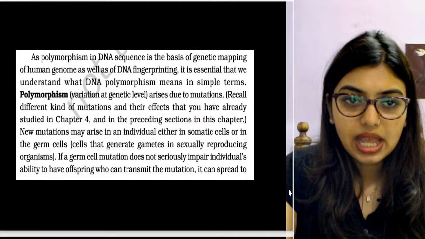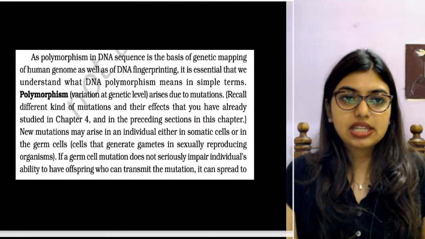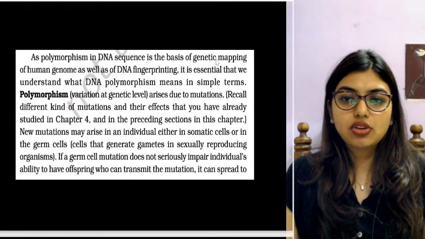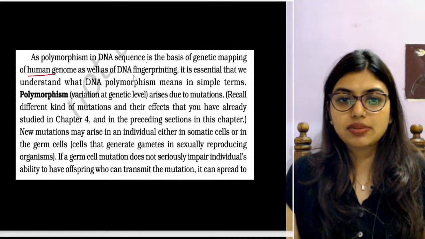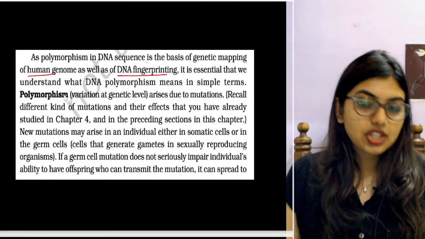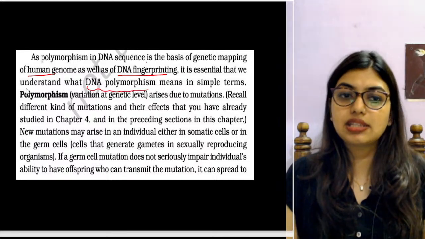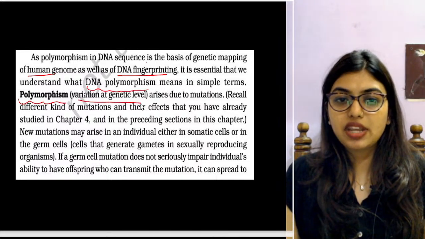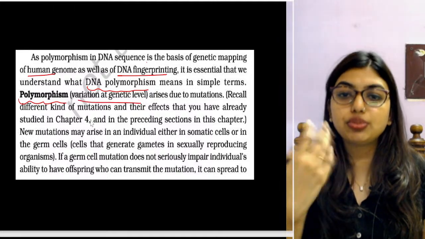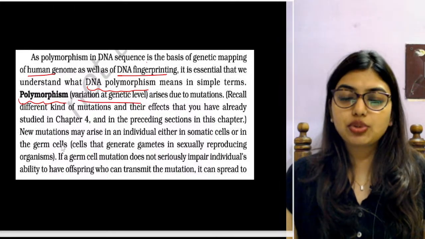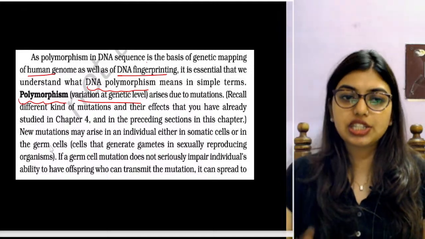Now see, as polymorphism in DNA sequence is the basis of genetic mapping of the human genome as well as DNA fingerprinting, it is essential that we understand what DNA polymorphism means in simple terms. Polymorphism is variation at the genetic level that arises due to mutation. Recall the different types of mutation. I told you frameshift mutation is there, deletion mutation is there.